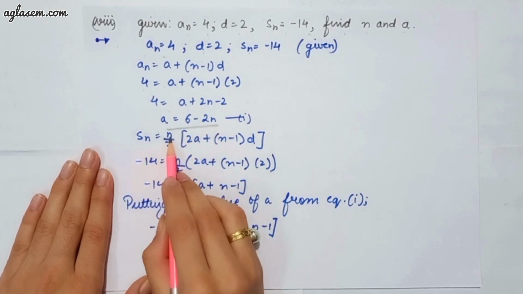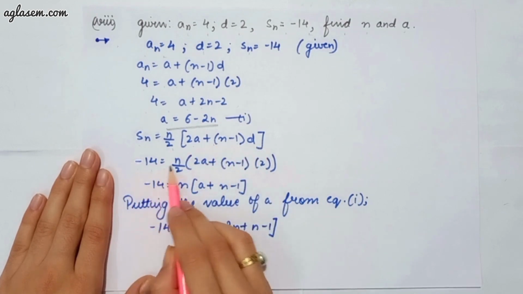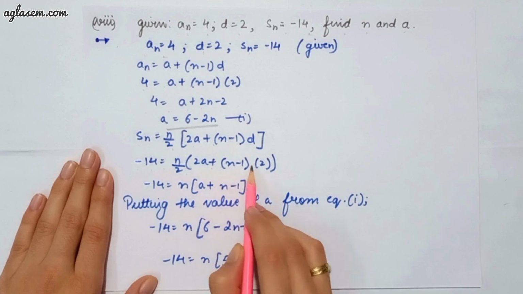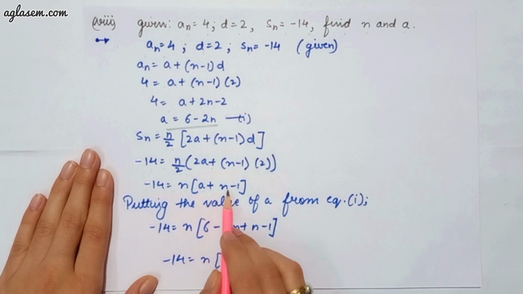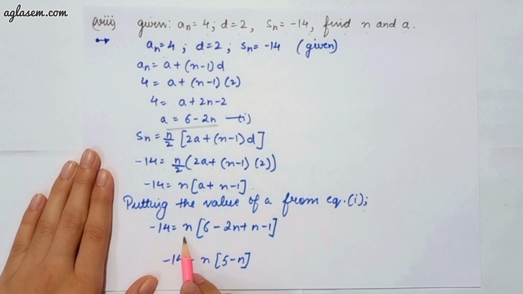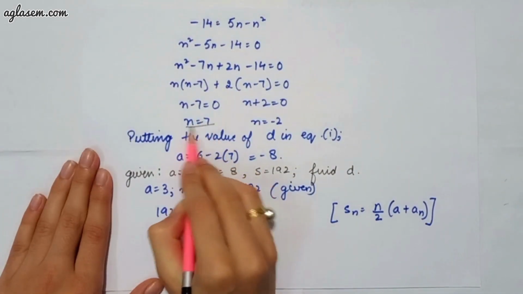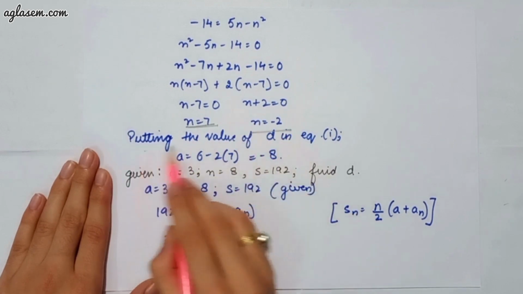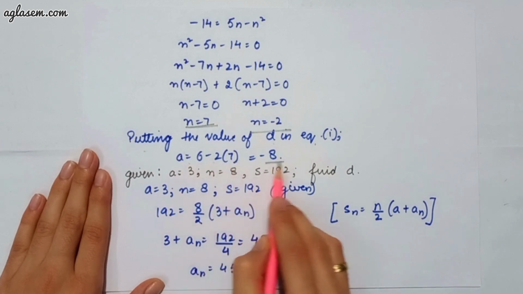So Sn is equal to n upon 2 into (2A plus (n minus 1) into D). So minus 14 is equal to n upon 2 into (2A plus (n minus 1) into 2). It will give you minus 14 is equal to n into (A plus n minus 1). So now we have to put the value from equation 1. So minus 14 is equal to n into (6 minus 2n plus n minus 1). So minus 14 is equal to n into (5 minus n). Solving further, we will get n as 7 and n as minus 2. Now we have to put the value of n in equation 1. It will give you 6 minus 2 into 7, that is minus 8.